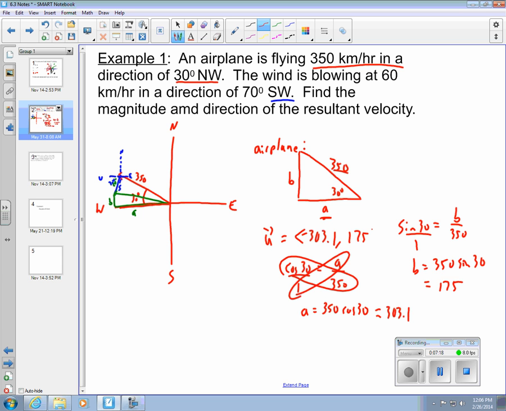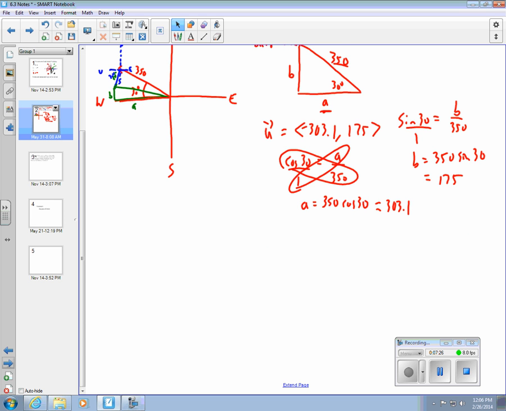So we said B had to be positive for the airplane. So now let's look at the wind's impact on this whole thing. So I'm going to come down here now and look at the wind. I call that vector V. And that triangle there, drawn out there, looks like this.